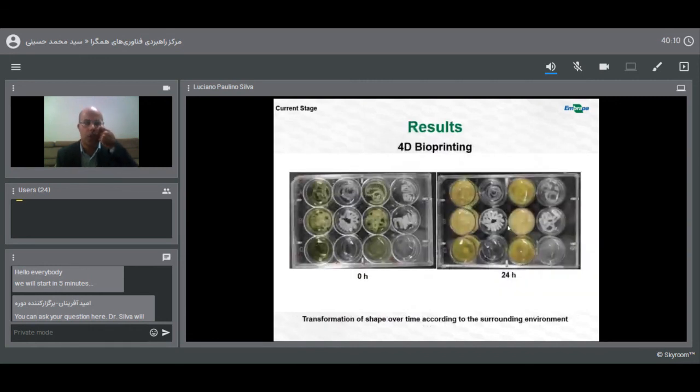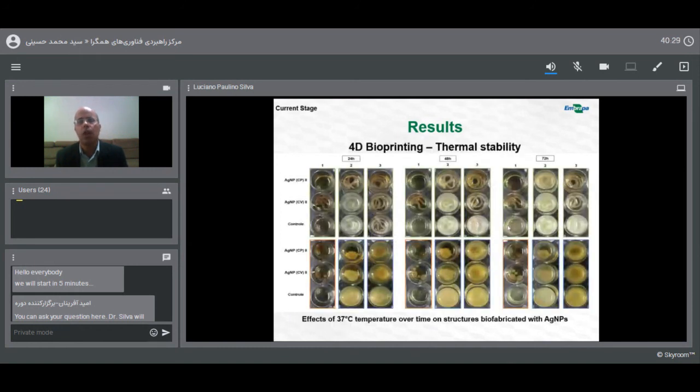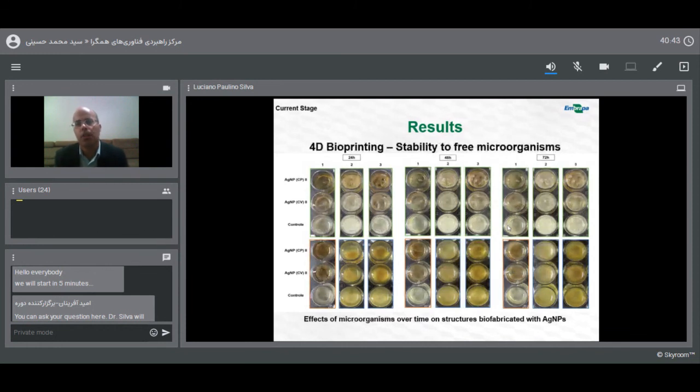More related to the 4D bioprinting or biofabrication process, we have evaluated over time the transformation of shape of different structures to investigate the effects of the surrounding environment on these structures, and we also evaluate the thermal stability of these structures under different temperatures, and the impact of the presence of nanomaterials such as silver nanoparticles.